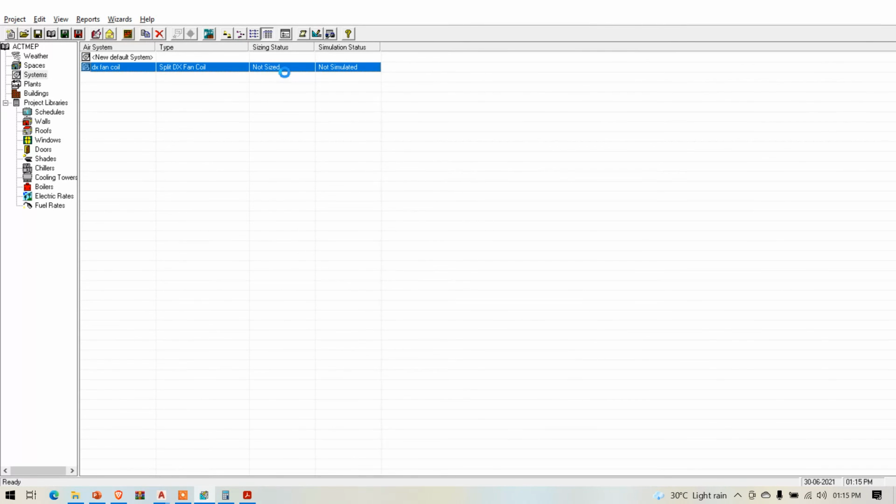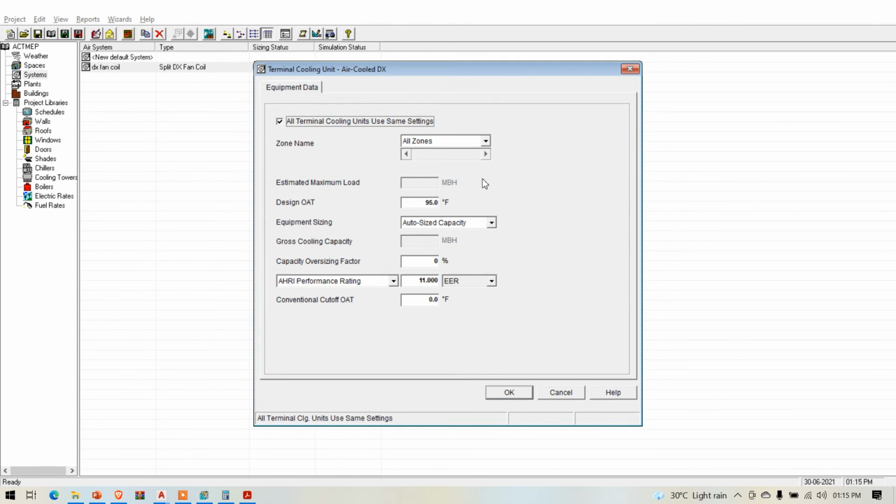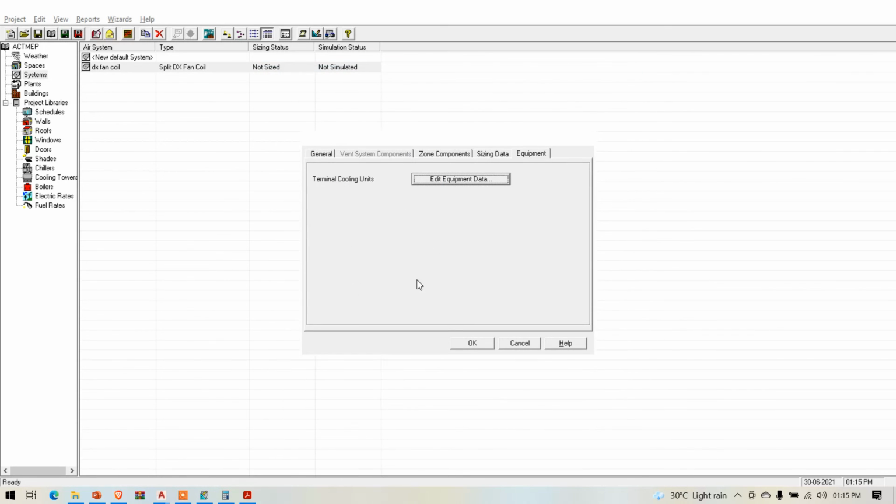And here at last, equipment type. If you want to edit any equipment, you can edit the type of equipment. This edit of equipment type we are going to change only when the design engineer or the project engineer gives any specific input data. Until and unless, we are not going to change anything over here. And give OK.